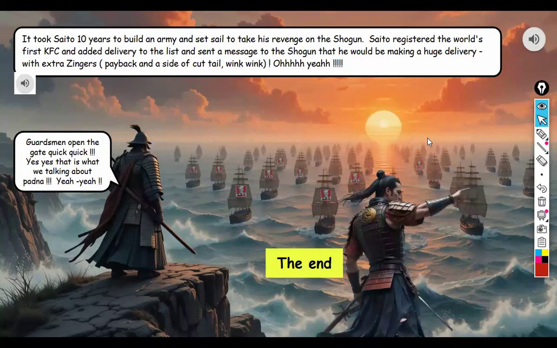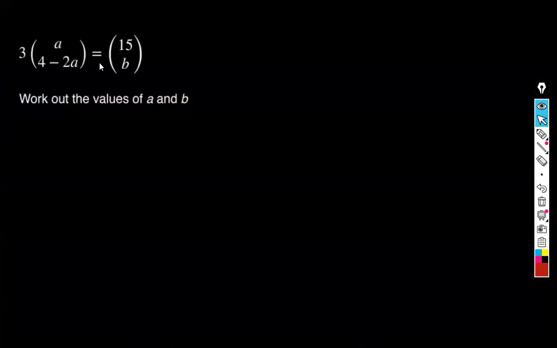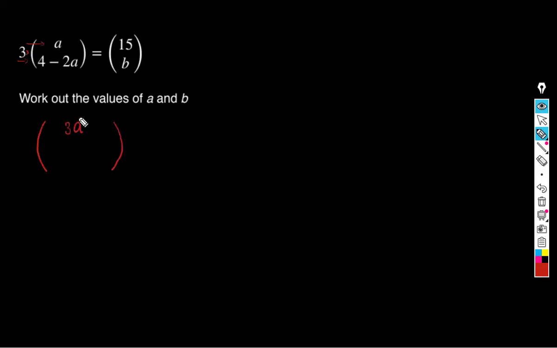All right. Your job is to find the value of A and B. First things first, everything inside the brackets gets multiplied by 3. So let's at least do that. 3 multiplied by A is 3A. And everything here gets multiplied by 3 as well. So 3 by 4 is 12. And 3 by 2A is 6A.